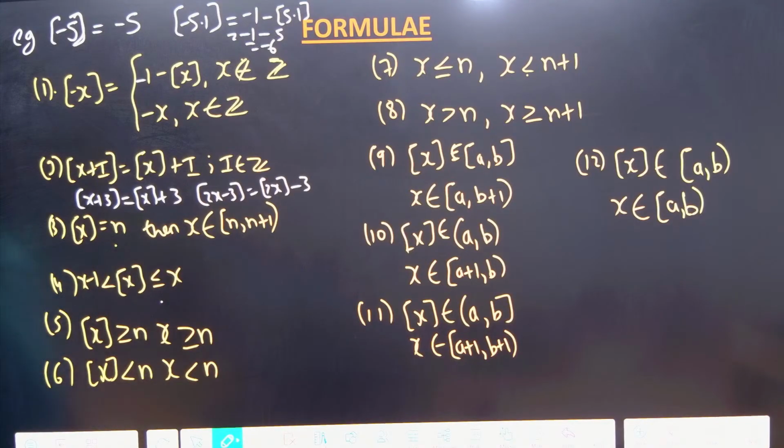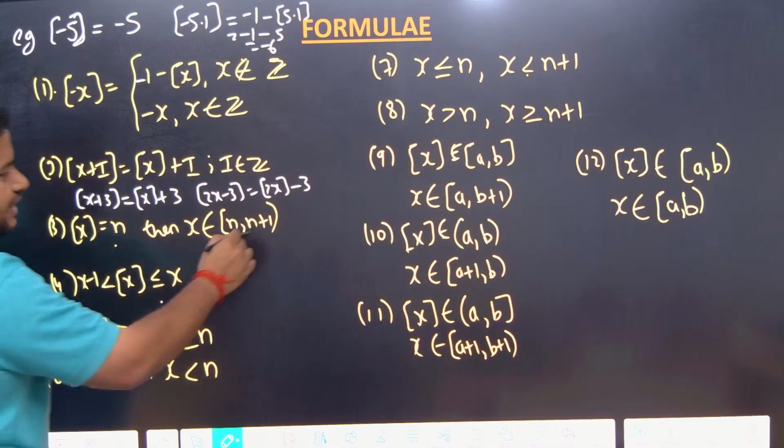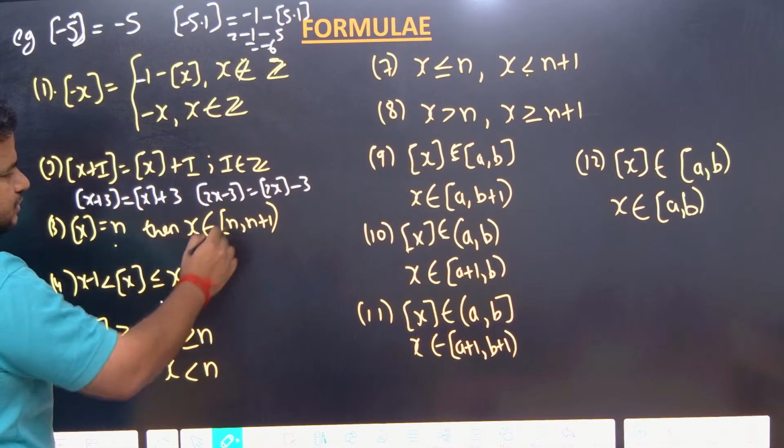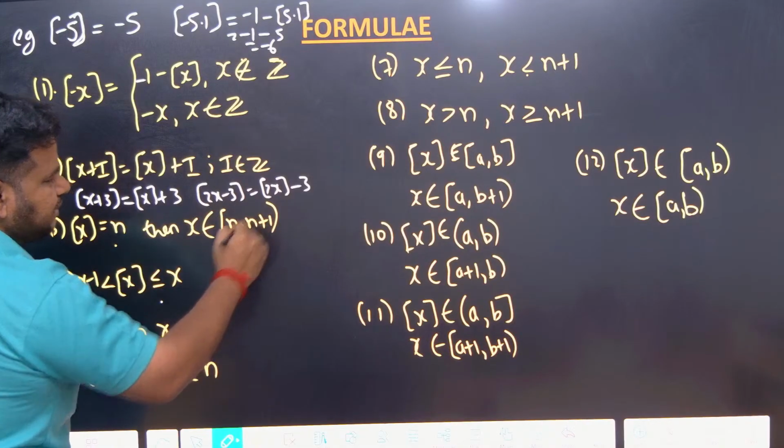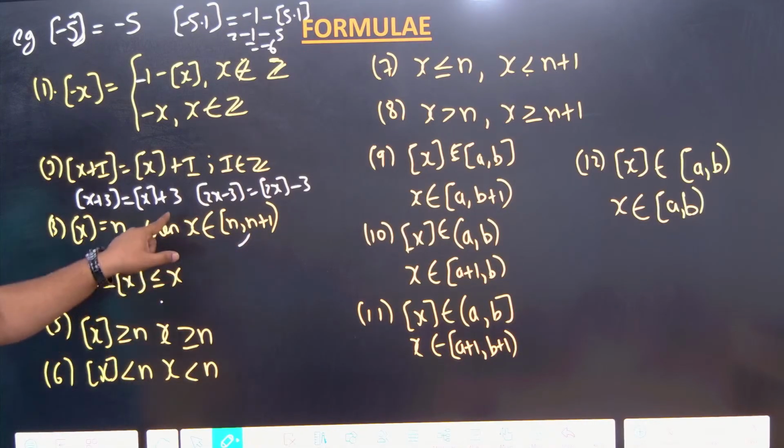Step of x is equal to n means you will write what? x belongs to closed interval n comma open interval n plus 1. Why will you write this? Why will you write n comma n plus 1?